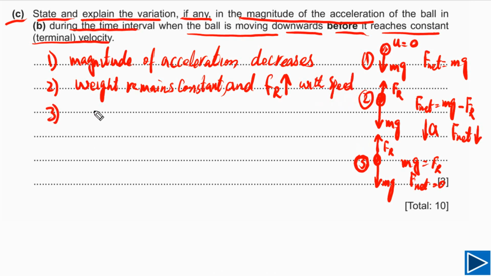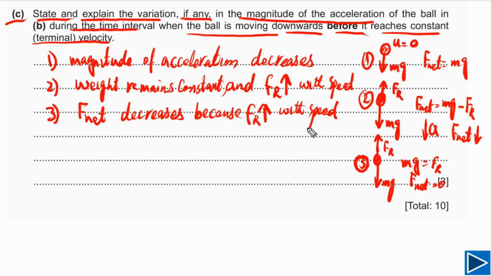And the third point we can say that Fnet decreases because Fr increases with speed. So that's all you need to write down. If you write down these 3 points, you will get 3 marks.